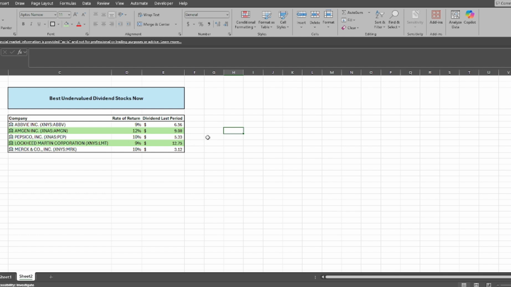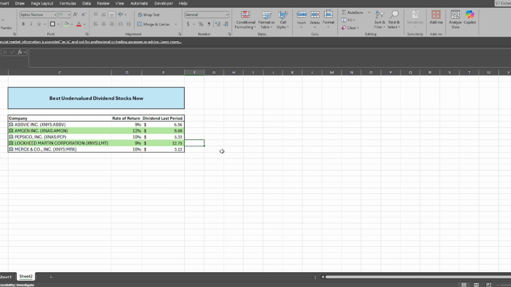PepsiCo, rate of return 10%, dividend last period $5.33. Lockheed Martin, rate of return 9%, dividend last period 12.75. That was another one that I saw, not to mention the defense space is really big right now with what's going on politically. And Merck & Co., rate of return 10%, dividend last period 3.12. So those are the best ones that I saw, but definitely use this model.